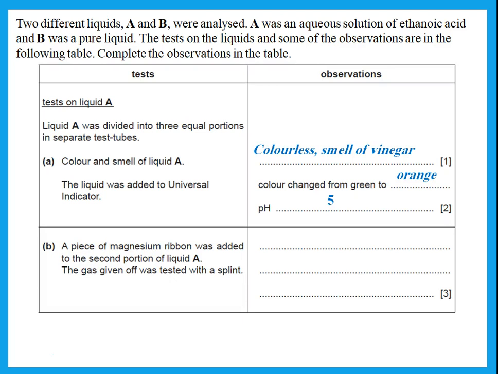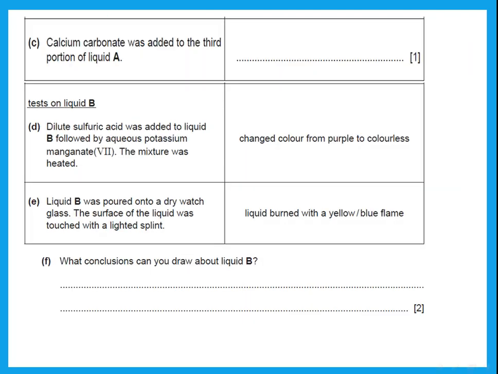Okay, then in the next test he says a piece of magnesium ribbon was added to the second portion of ethanoic acid. So I'm adding magnesium, which is a metal, to acid. Metal to acid, I should see bubbles of gas. Lighted splint pops because the gas that comes out is hydrogen. Okay, calcium carbonate was added to the third portion of the liquid, which is an acid. So I'm adding calcium carbonate to an acid. I get bubbles of gas. And if he asks what the gas is, it is carbon dioxide.